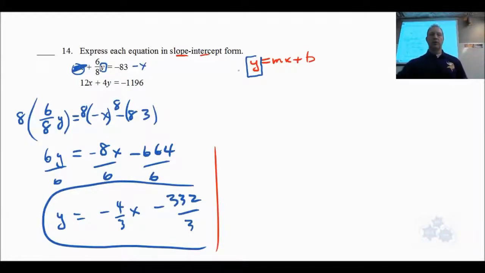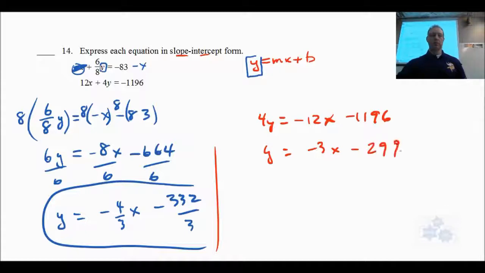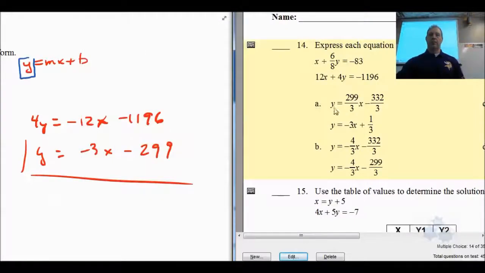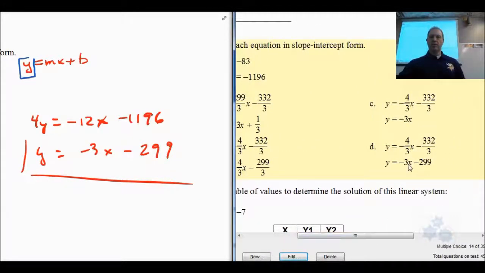Okay. So the second one, let's get the 12x over to the other side. And then we'll divide by 4. 1196 divided by 4 is 299. Okay, so it looks like this is your other one. Do we have that one in there too? D? Okay, so it looks like D.